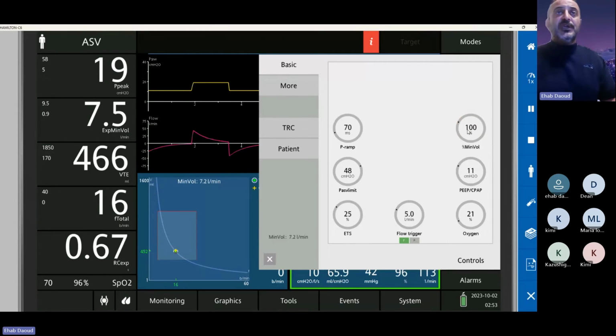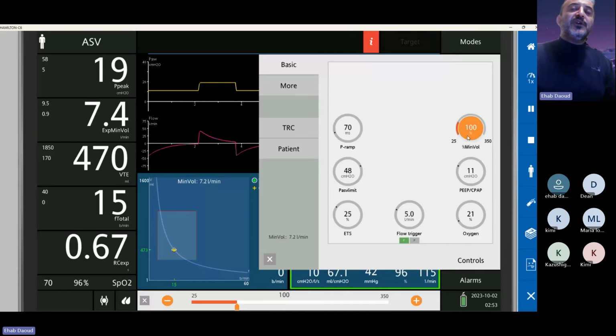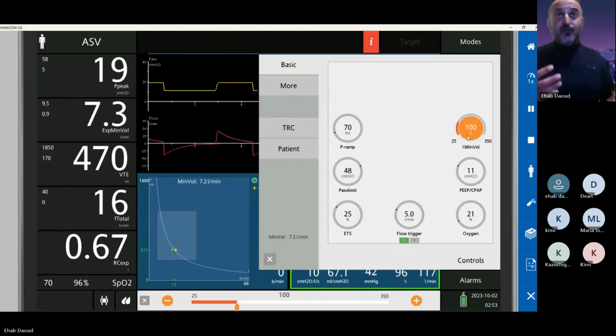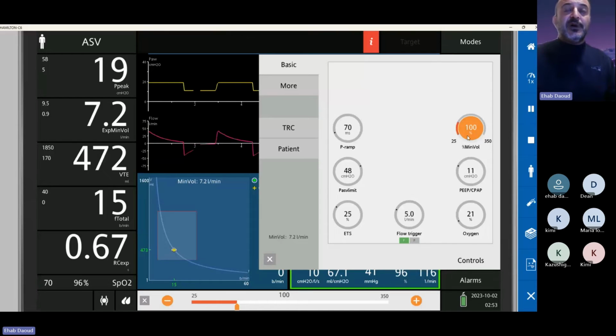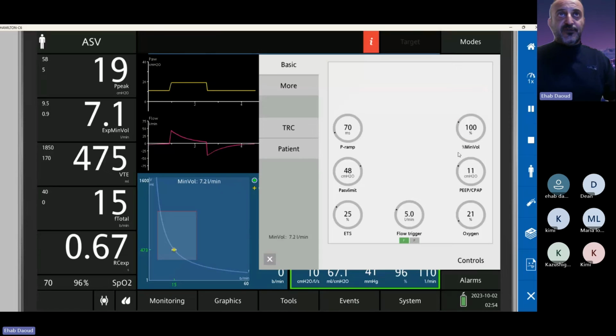Then we'll set the percent minute ventilation. And if you notice here, the dial goes from 25% up to 350%. Hopefully, you'll never need this. But what is 100%? 100% means 100 milliliters per kilogram per minute of my ideal body weight. If my ideal body weight is 70, which is much less than my actual weight, but we have to set on my ideal body weight. So if you set me at 100%, it means that the ventilator will try to target to give me 7 liters per minute ventilation. And you can see here, minute ventilation 7.2.